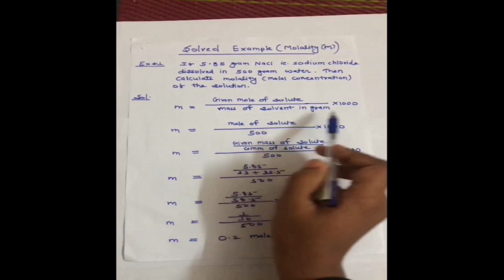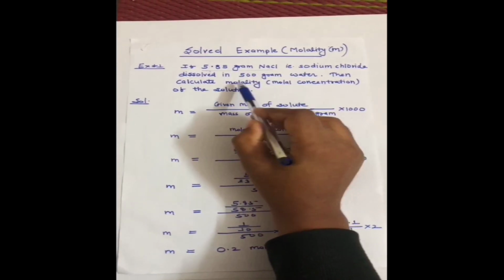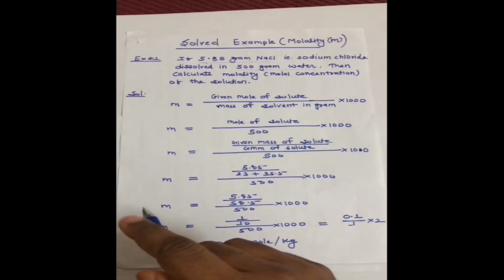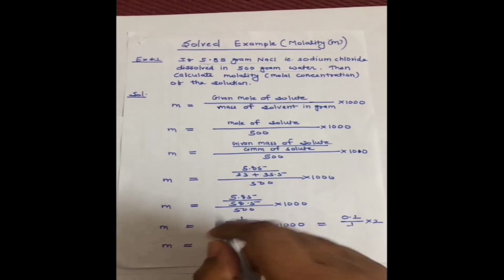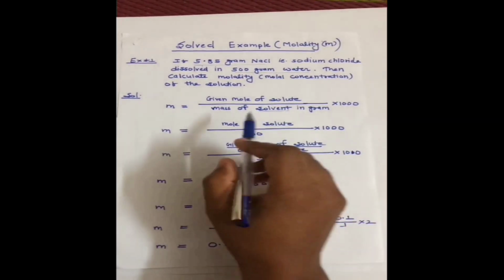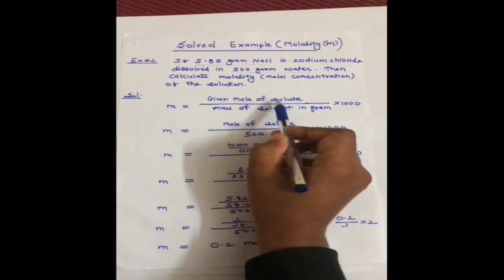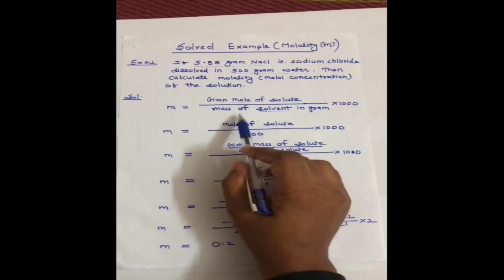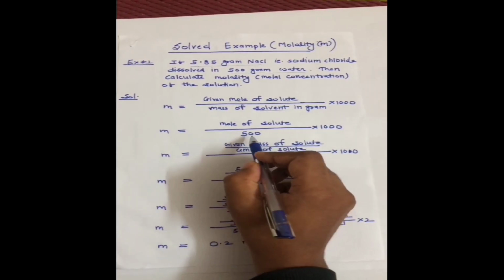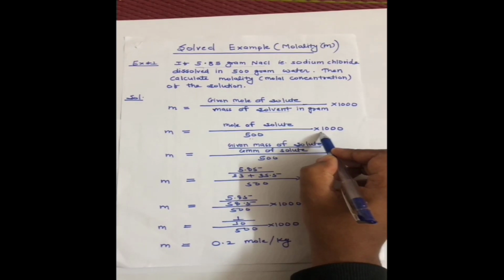Now what is solvent, what is solute? Check: 5.85 gram NaCl and 500 gram water, only two quantities are there. The quantity present in a larger amount is considered solvent, and the quantity present in a smaller amount will be treated as solute. Now, mass of solvent in gram. I told you water is solvent. Therefore we simply put the value of mass of solvent in gram, that is 500, and multiply by 1000.